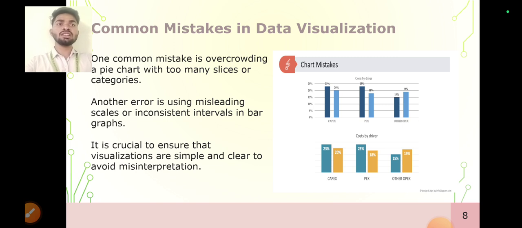Common mistakes in data visualization. One common mistake is overcrowding a pie chart with too many slices for the categories. Another error is using misleading scales or inconsistent intervals in bar graphs. It is crucial to ensure that visualizations are simple and clear to avoid misinterpretations.